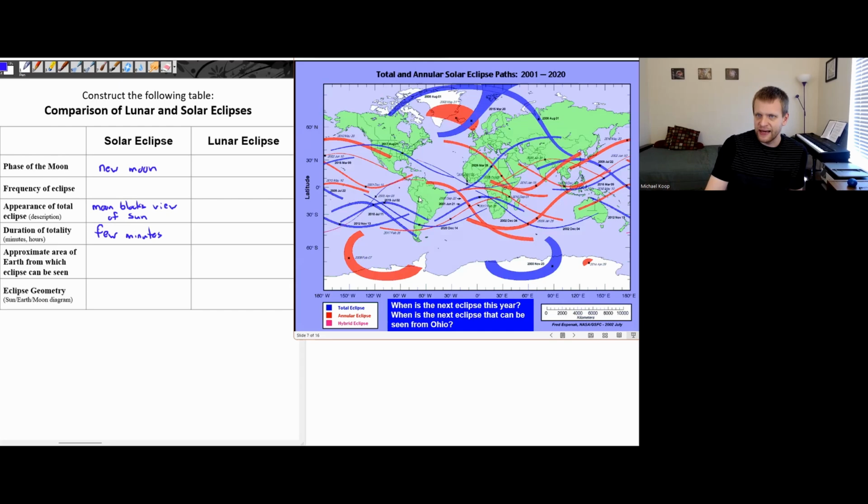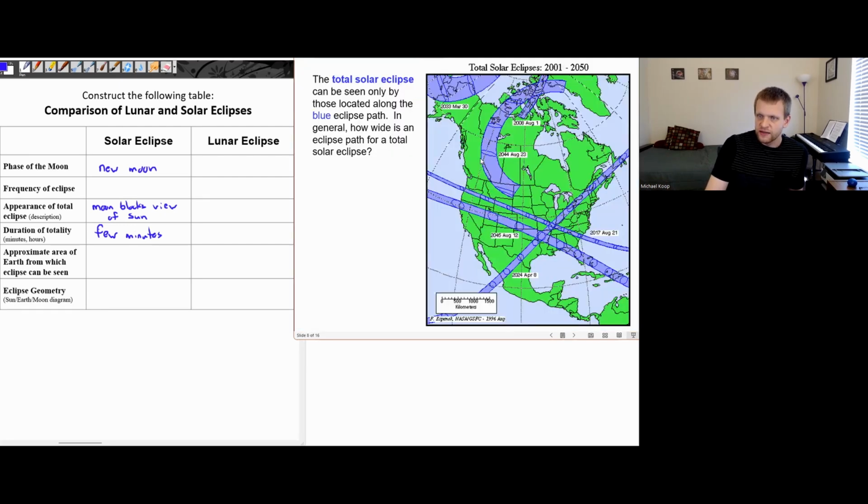These are the projected paths of the different annular and solar eclipses from 2001 to 2020. Again, this one's a little bit old. These are the total solar eclipse paths for 2001 to 2050. A couple of things about these paths. You'll only get those total solar eclipses across relatively narrow strips across the Earth. So the approximate area of the Earth where the eclipse can be seen for a solar eclipse is just narrow strips across the Earth's surface.